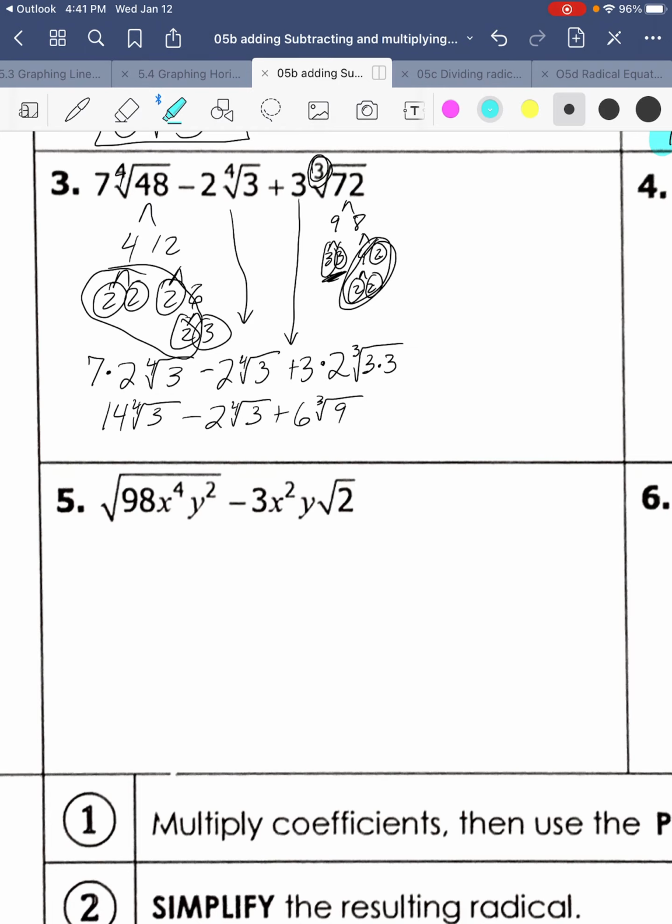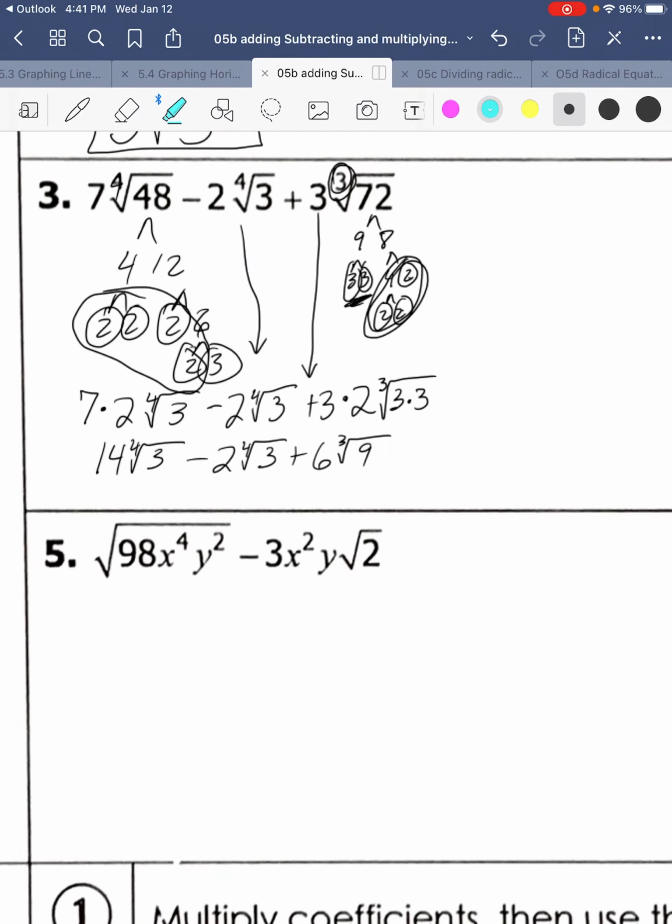All right, let's look at our terms. We have a 4th root of 3 and a 4th root of 3. Those are like terms. The cube root is not the same, so we cannot combine it. Both the root index and what's underneath the radical have to be exactly the same before you can combine them. So now we have 14 4th roots of 3, and we're subtracting 2 of them. That's 12 4th roots of 3. Plus 6 cube root of 9. And there's your final answer.